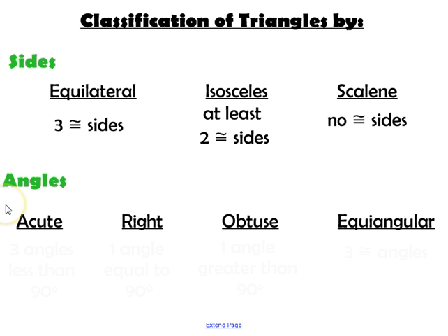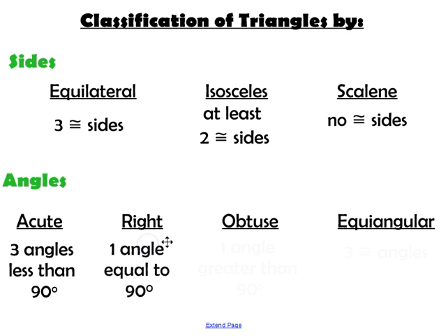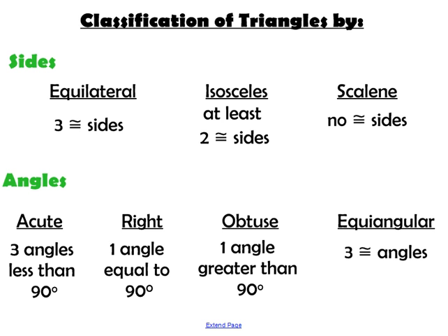If we classify triangles by their angles, an acute triangle is one that has three angles less than 90 degrees. So all three angles have to be acute. A right triangle has exactly one angle equal to 90 degrees. An obtuse triangle has exactly one angle greater than 90 degrees. And an equiangular triangle has three congruent angles.